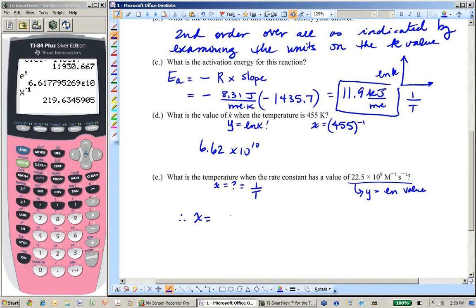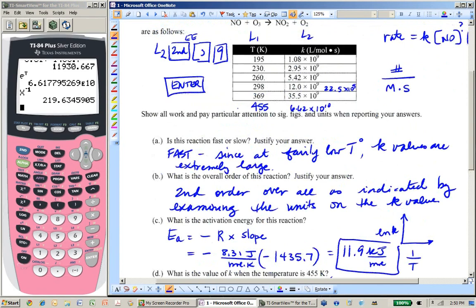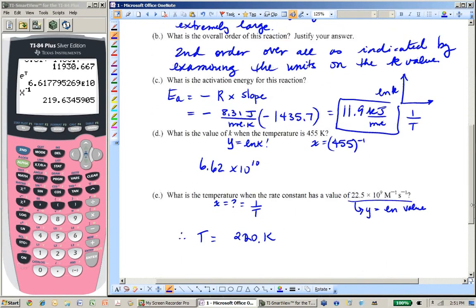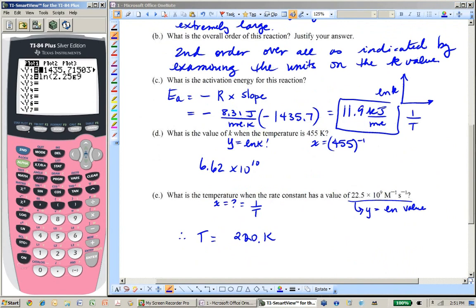The temperature, T, equals 220 Kelvin. Put a dot there and be 3 sig figs. Does that make sense? Not really. Why doesn't that make sense? It should have been a little higher than that. 22.5 times 10 to the 9th. Is that what I put in? No, I'm off by an order of magnitude with my silly typing.